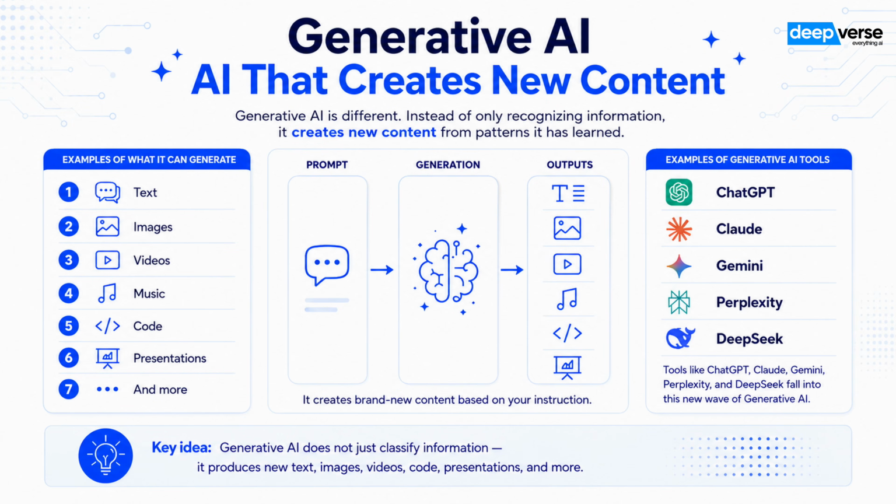Generative AI is different. Instead of recognizing information, it creates new content. It can generate text, images, videos, music, code, presentations, and much more. And tools like ChatGPT, Claude, Gemini, Perplexity, and even DeepSeek, they all fall into the new wave of generative AI.